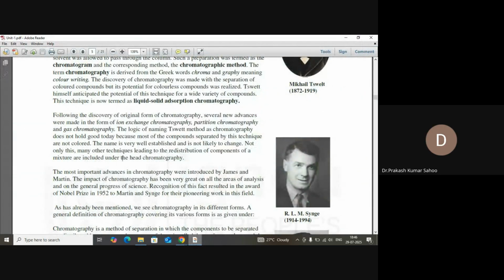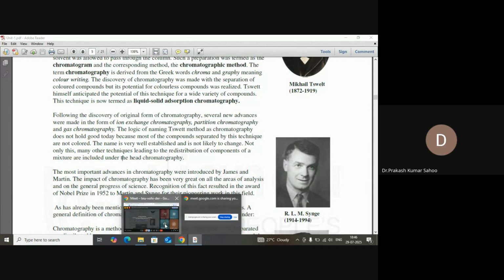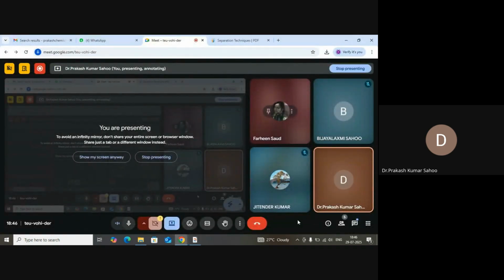Okay. So up to this, any doubt, Jitendra, Vijayalakshmi or Farin? Anything you wish to clarify? Is it understandable? Is it okay? Yes sir. Okay, okay.